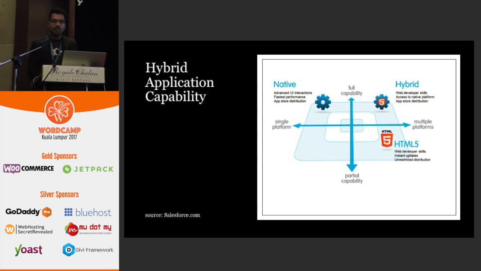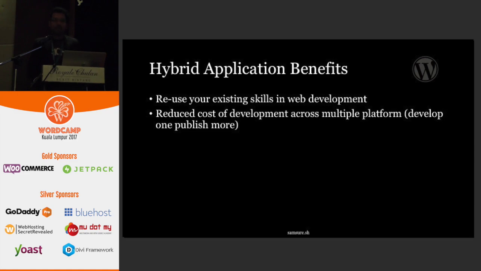In a hybrid application, you can do one application and package it to multiple platforms. In a native application, you do one for one platform, which is Android. You've just become an Android developer, so you can't develop for iOS unless you learn iOS. Why a hybrid application? Because you reuse your existing skills.